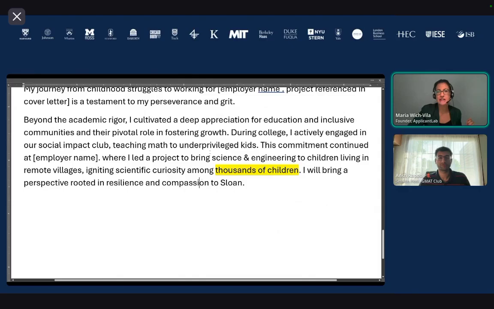Beyond the academic rigor, I cultivated a deep appreciation for education. I engaged in a social impact club. I taught math to underprivileged kids. I'm still teaching underprivileged kids today. I'm doing STEM, science and engineering, lessons to children living in remote villages, helping thousands of children learn.